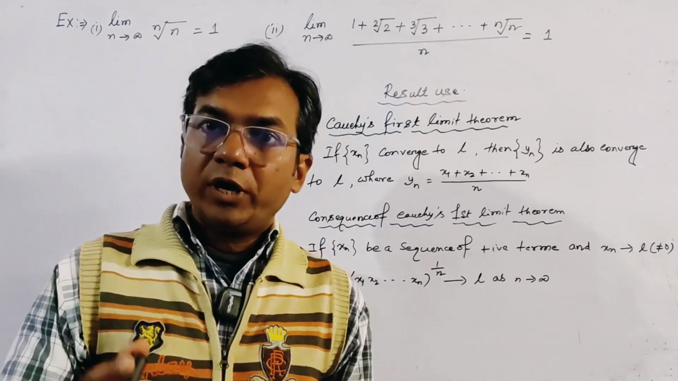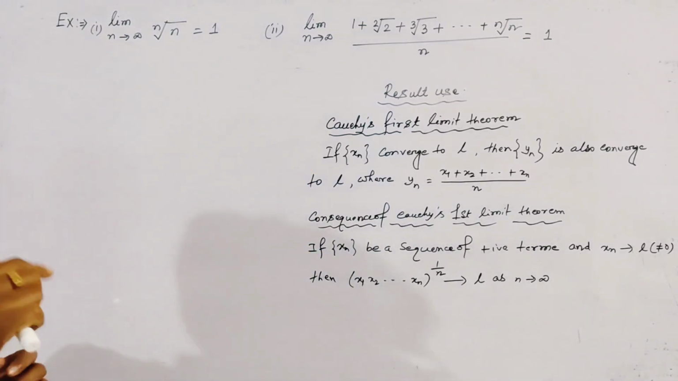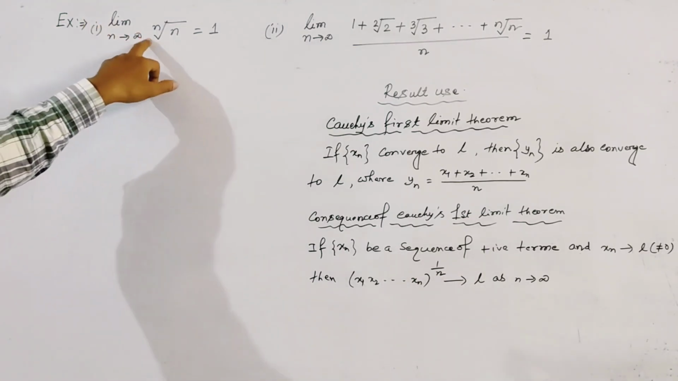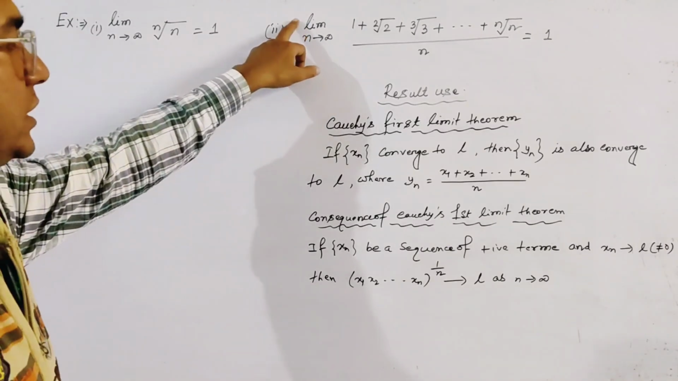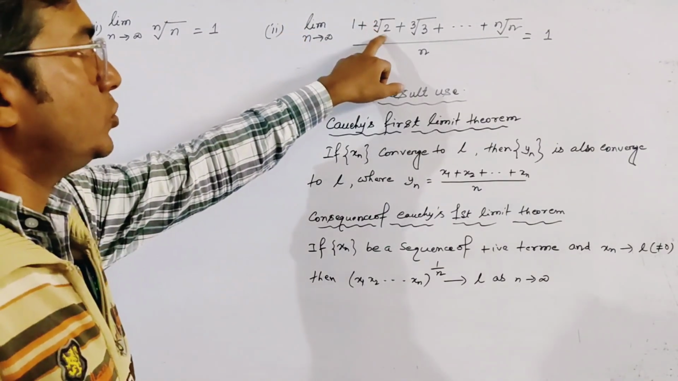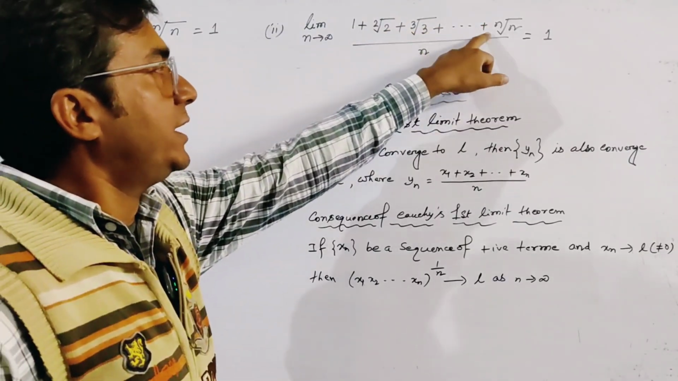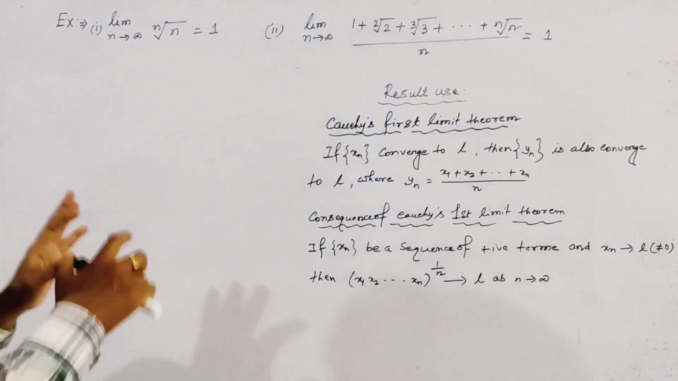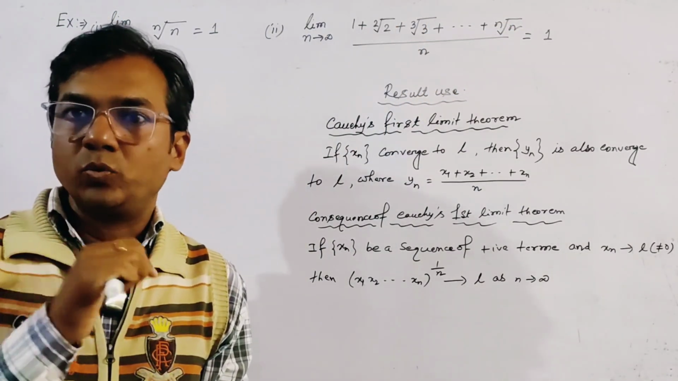Here we are going to evaluate two important limits. The first limit is the limit as n tends to infinity of the nth root of n, which is equal to 1. And the second limit is the limit as n tends to infinity of (1 + 2 root of 2 + cube root of 3 + ... + nth root of n) by n, which is also equal to 1. Actually, these two are important limits of real sequences.